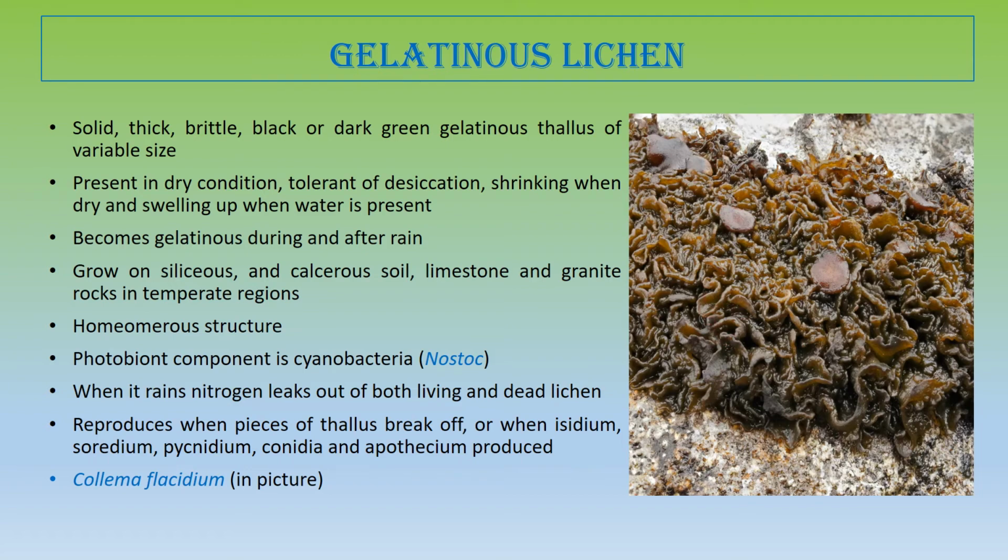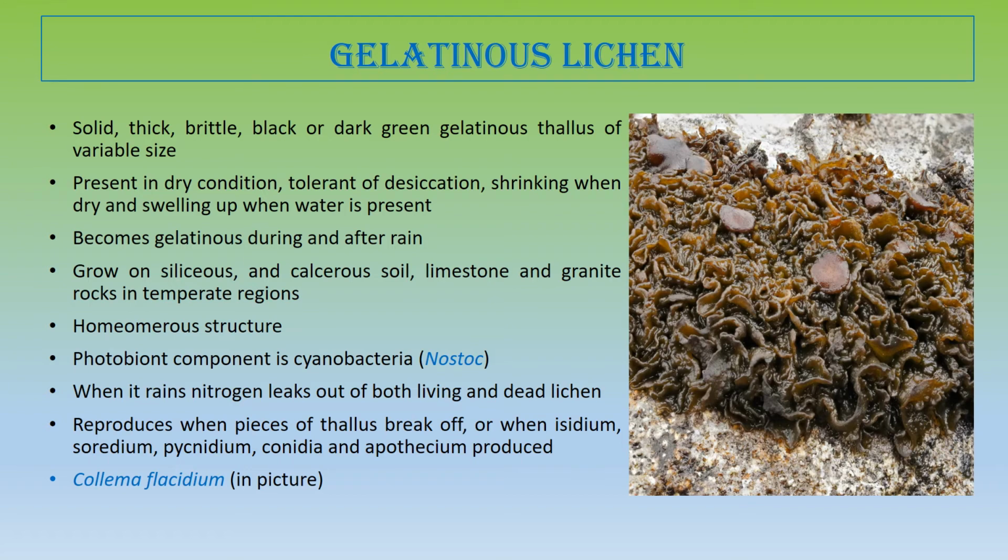As the name suggests, gelatinous lichen can be tolerant to very dry conditions. It can tolerate desiccation. During dry conditions, it shrinks, and during or after rain, it absorbs water, swells and becomes gelatinous. It can grow on a wide variety of soil, on acidic as well as basic types of soil. As we see, it can grow on siliceous, calcareous, limestone and granite.